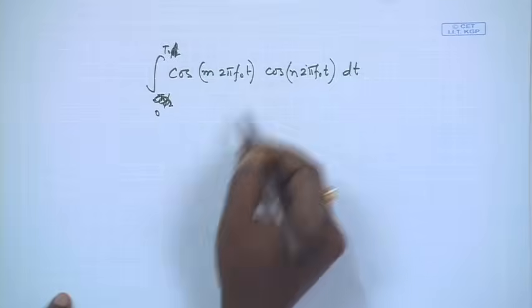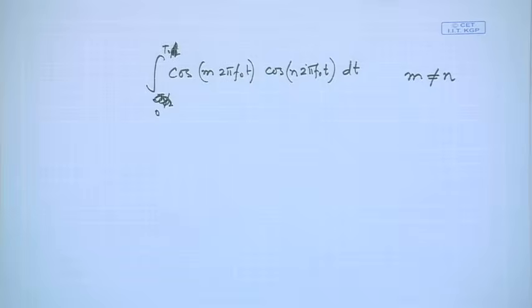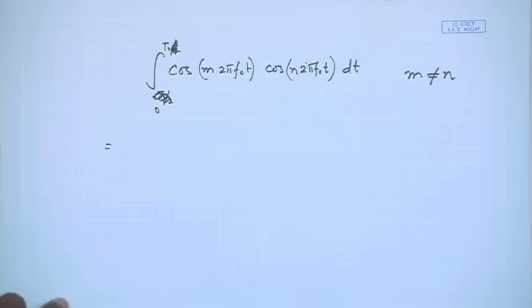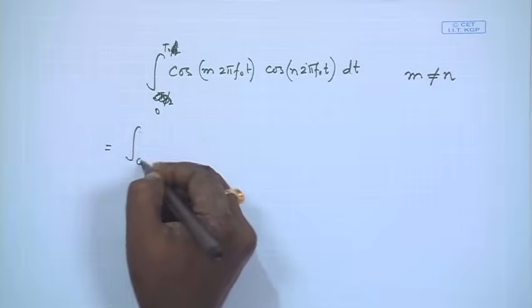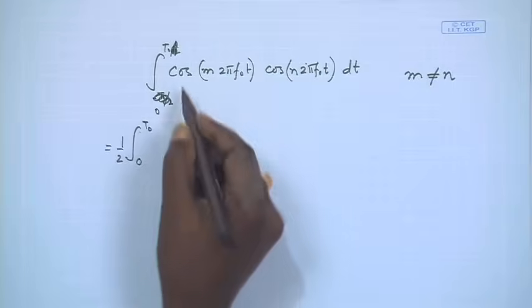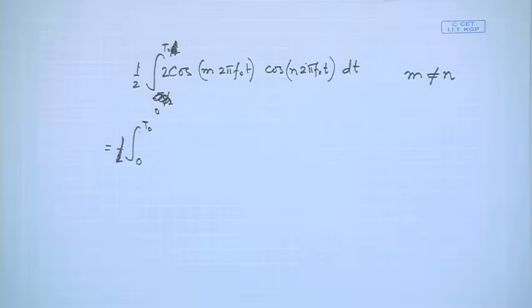for two different signals, of course, if it is the same signal, then we should get the energy back, right. So, if it is two different signals, that means two different values of m and n, or we are saying m not equal to n. For this condition we are trying to see what will be the value. Okay. So, let us try to evaluate this. Take out half.